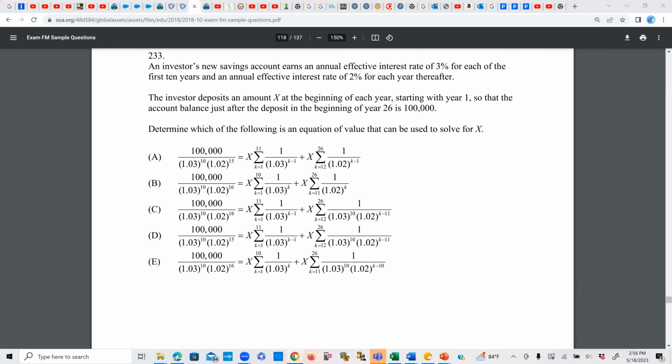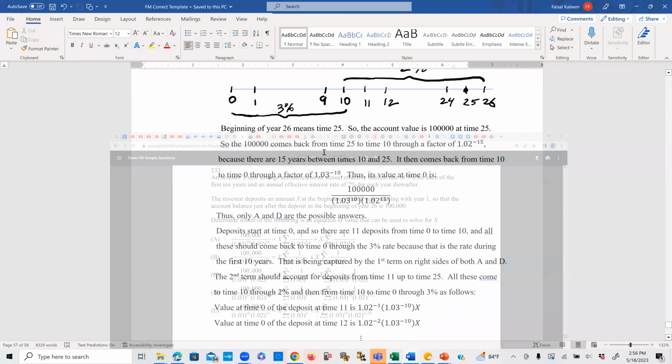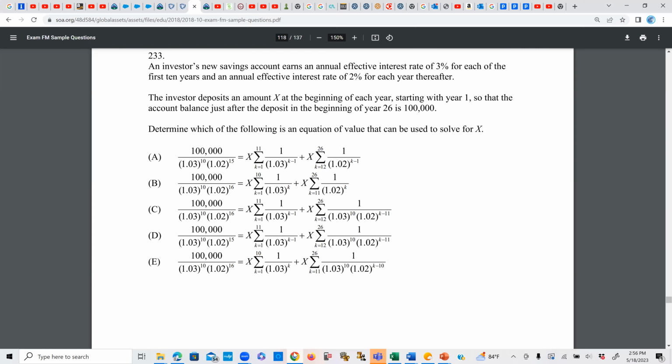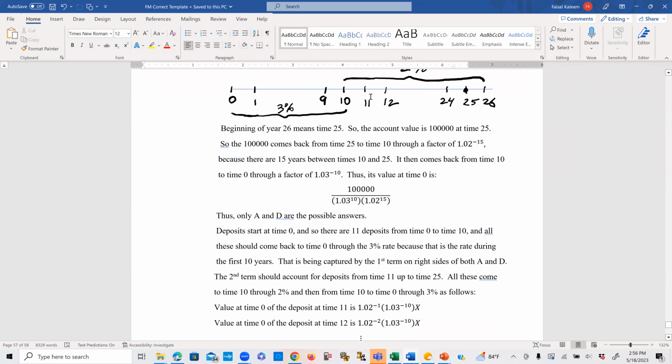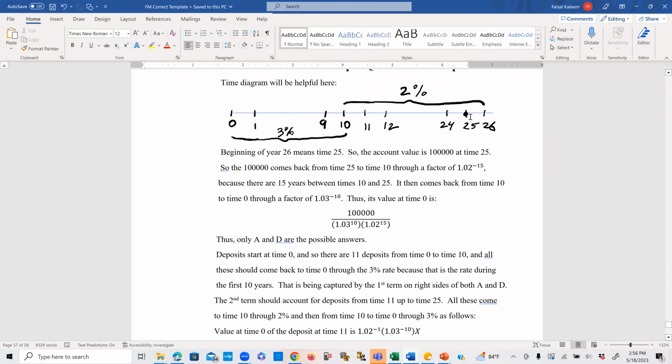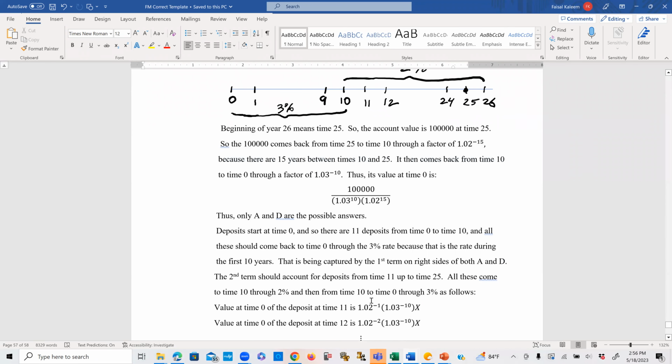And so we have to look at what happens to deposits, because the first 10 deposits don't decide whether it's choice A or D, because they're both doing the correct thing. And now let's see what happens to deposits that happen from time 11 up to time 25. So the deposit that is happening at time 11, you first have to bring it to time 10 through a 2% rate.